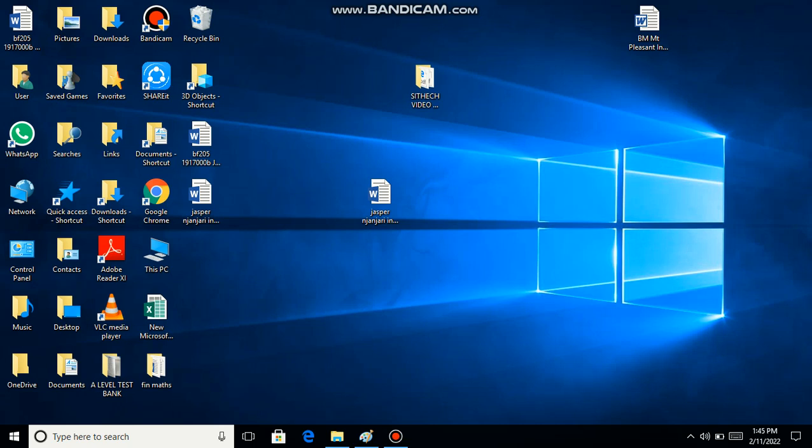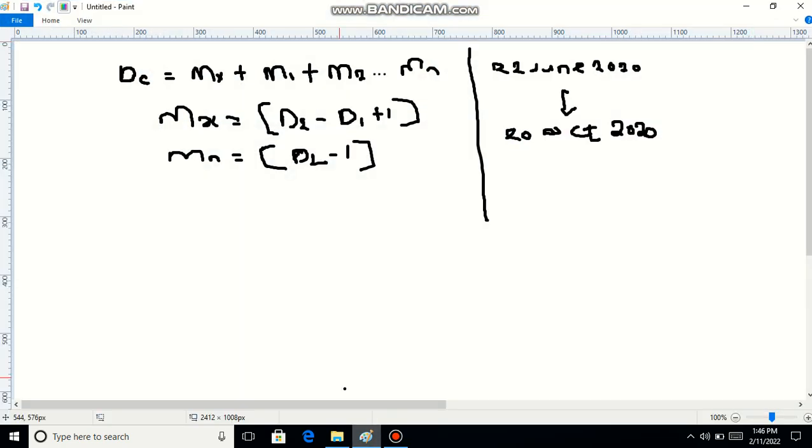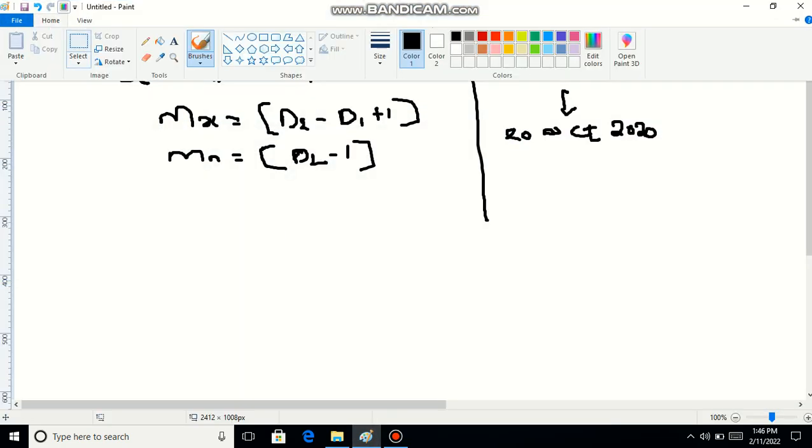Today I want us to discuss how to calculate the number of days between two dates in finance. We are going to learn how to calculate the number of days between two dates in finance. I'm going to give you a simple formula.